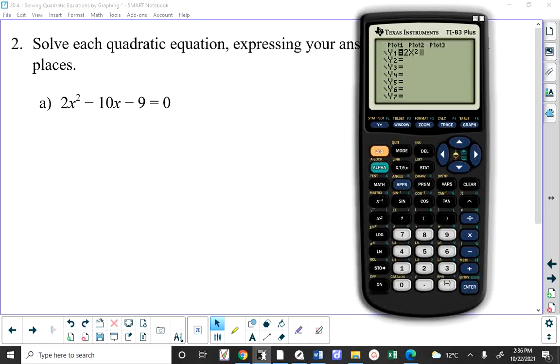So being able to solve them on your calculator is just the first step in what we're learning today. Don't sit back and go, okay, I get how to solve this. There's more involved.